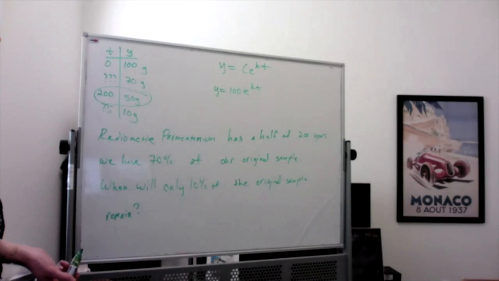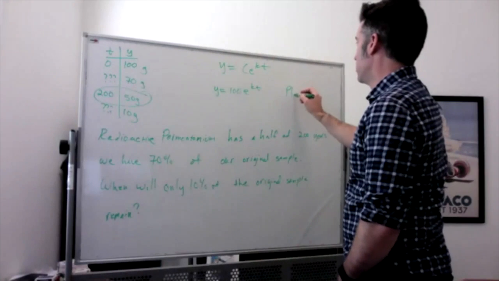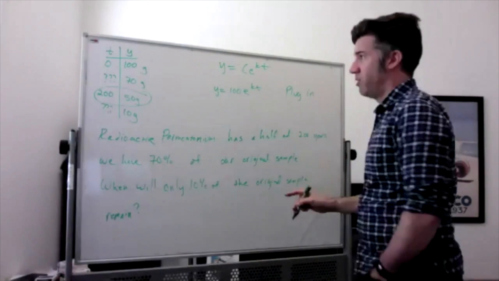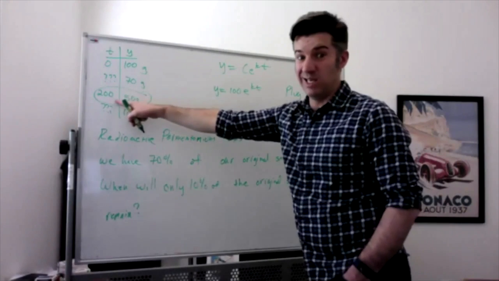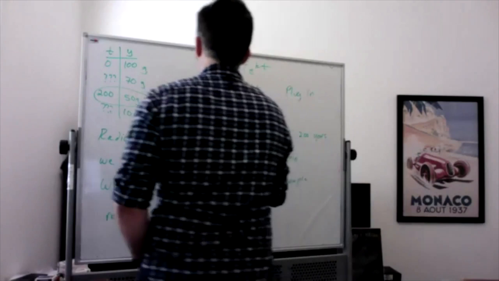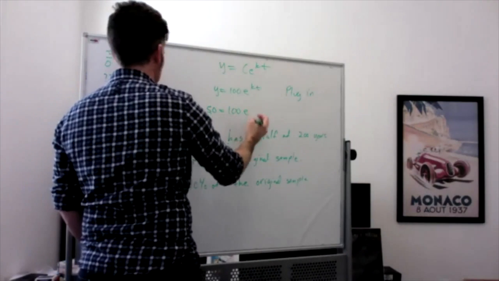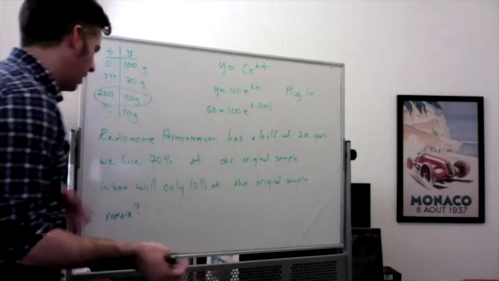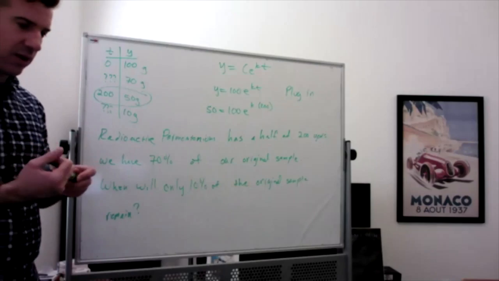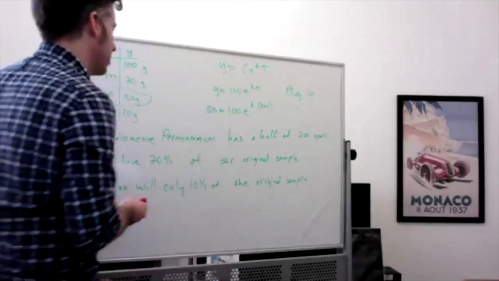I'm going to plug in 200 for T and 50 for Y. So I'm going to have 50 equal to 100 e to the K times 200. I kind of want to erase this, but I feel like that would not be a good idea, so let's just not erase it for now. I'm going to have to use the other side of the board.